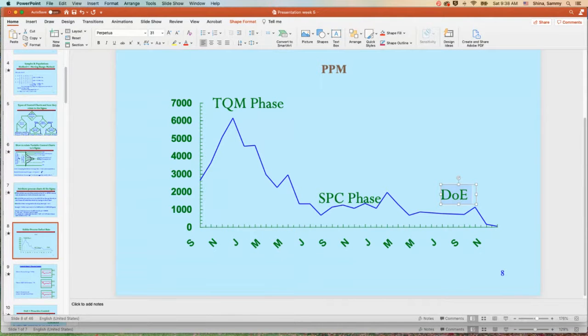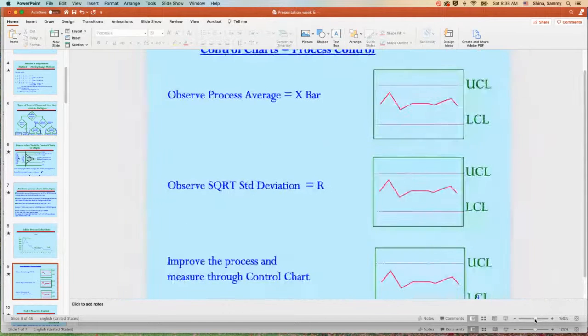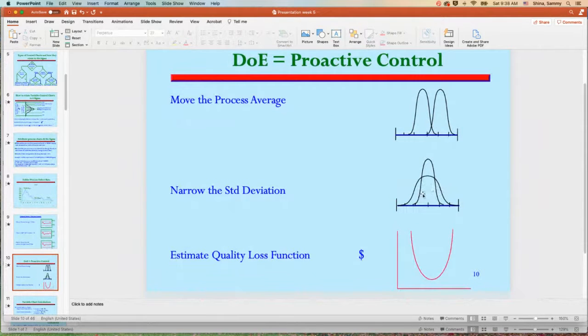I mean, this is really what we try to do in the idea of showing you what a control chart is. As I said, let me go back to a smaller screen. So it plots the X bar, which is the process average. It plots the range. And the idea is it keeps things under control. While what DOE does, it can move the average, it can reduce the variability, and we measure that by the quality loss function that we studied the second week.